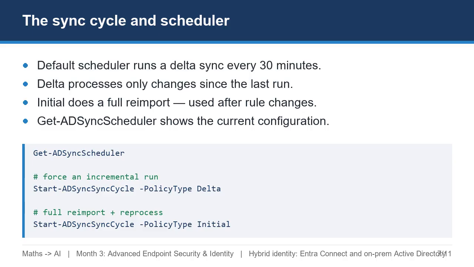By default the scheduler runs a delta, or incremental, sync every 30 minutes, processing only what changed. A full initial sync re-imports everything and reprocesses the rules. You trigger that after changing your sync rules. You operate this from PowerShell on the Connect server. Get-ADSyncScheduler shows you the current schedule and whether sync is even enabled. Start-ADSyncSyncCycle with policy type delta forces an immediate incremental run. That's the one you'll reach for when a change hasn't appeared yet. Policy type initial is the heavier full run.